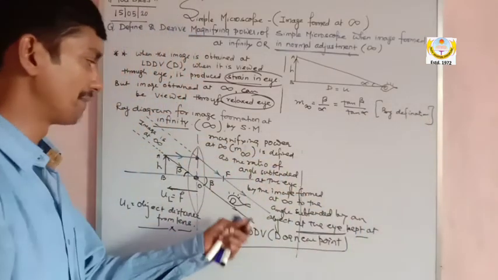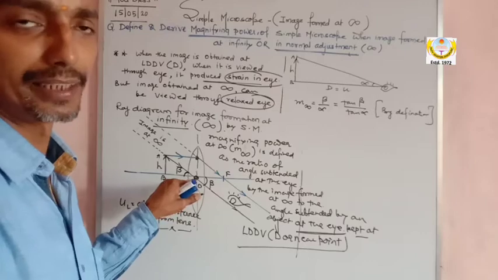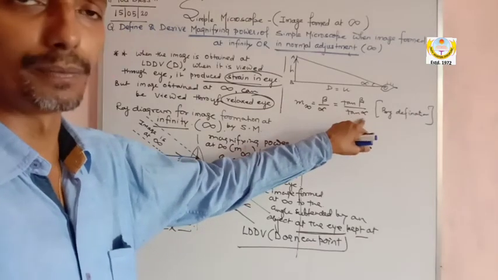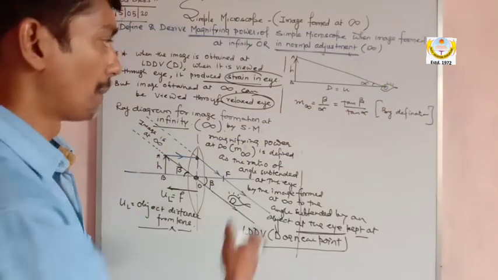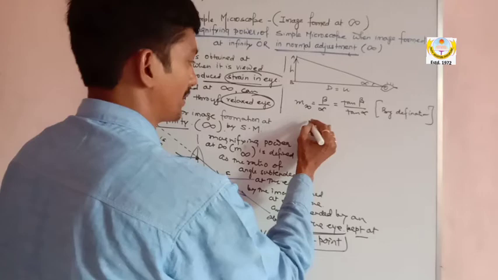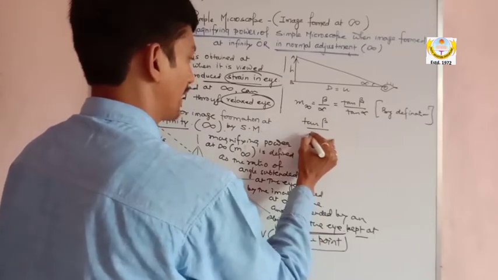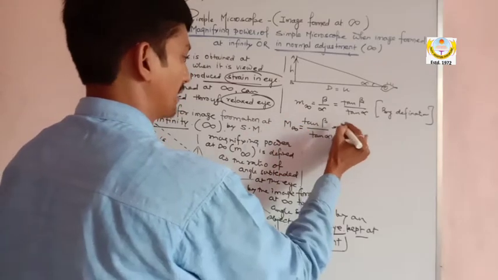I have written in my definition, it is a ratio of the angle subtended by the image, the visual angle beta, to the angle subtended by the object. Visual angle subtended by the object is alpha. So now, my dear, here I can go for this. This is 10 beta upon 10 alpha, which is your magnifying power at infinity.